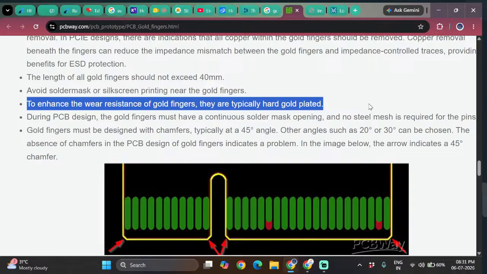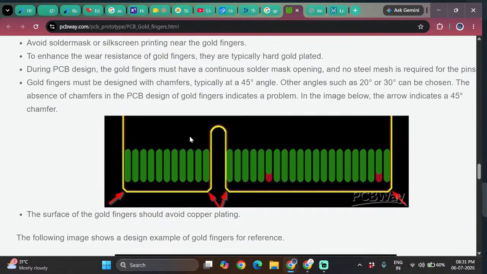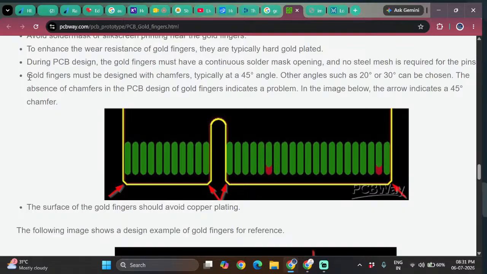So there are two methods by which you can incorporate a gold layer above whatever the layer is, copper or nickel. One is the soft gold method, which is the immersion gold method, and another one is the hard gold plating method. Okay, yeah, this is what we discussed.